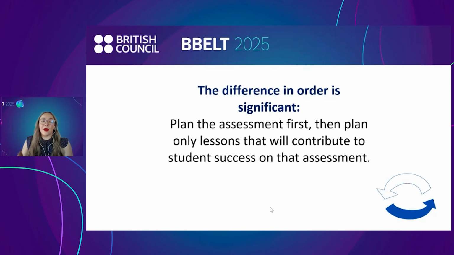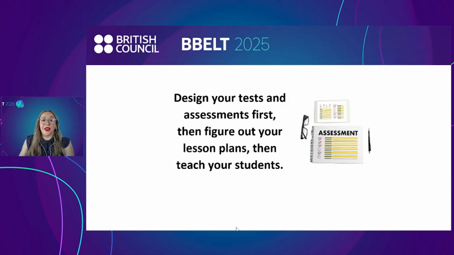In backwards planning, we are first going to plan the assessment, and only then can we plan the lessons that will contribute to the success of those lessons with our students in class. We are going to design our test or our assessments first, and then we are going to figure out whatever activities we need to have with our students in order to get them there. This is so that we have a clearer view of what we are aiming for and the path that we need to take in order to get us there.